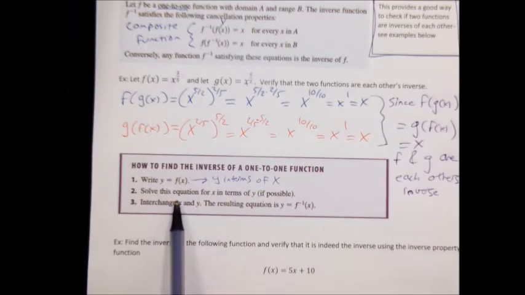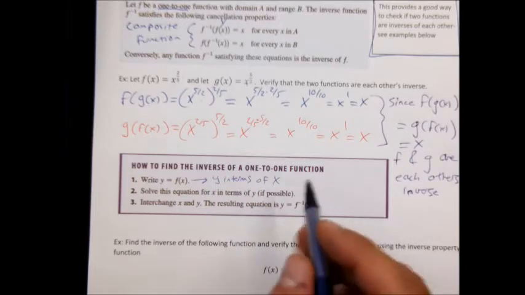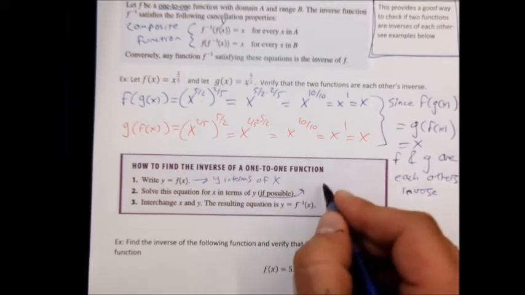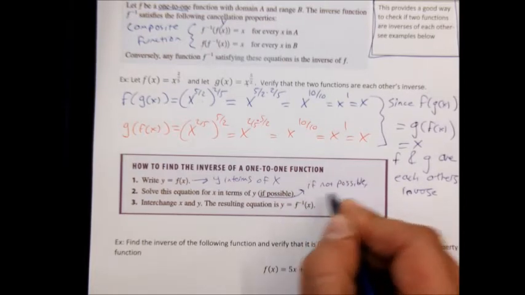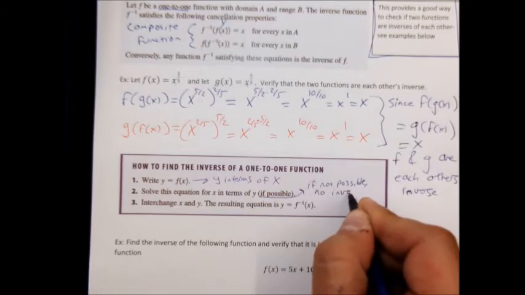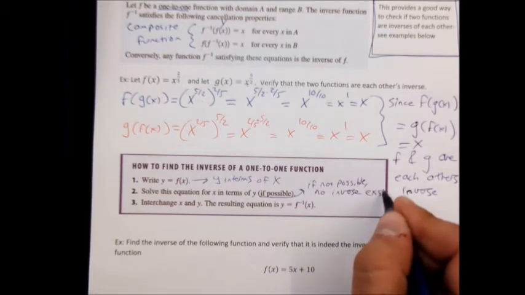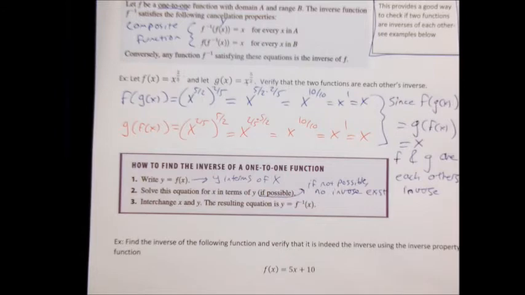And then what you do is you solve the equation for x in terms of y, if possible. If it's not possible, there's no inverse. So be aware, there might not be an inverse. For example, what would make something not have an inverse? What's the condition on having an inverse? Let's start there. Yeah, we need it to be 1-to-1. So if we have not a 1-to-1 function, there's not going to be an inverse, unless we restrict the domain. But anyway, we'll get to that later.